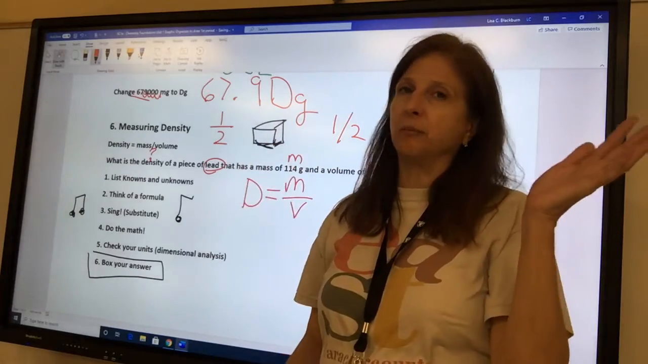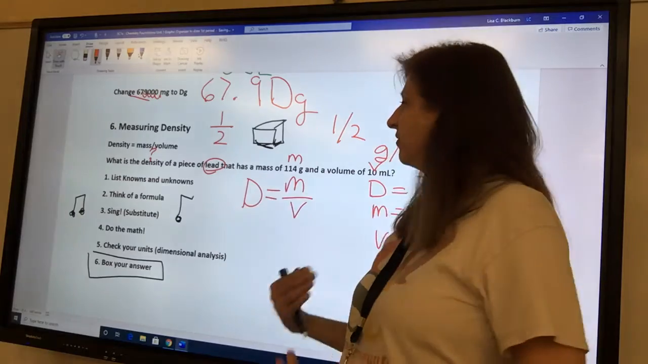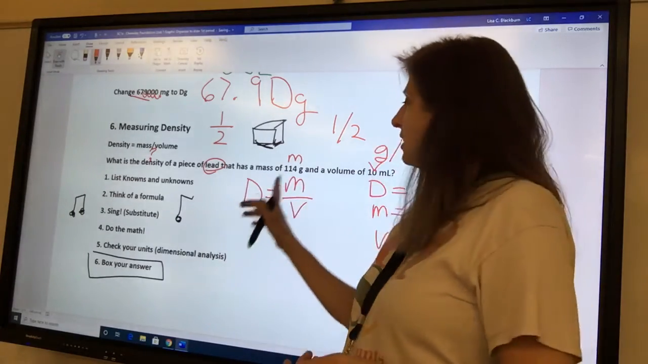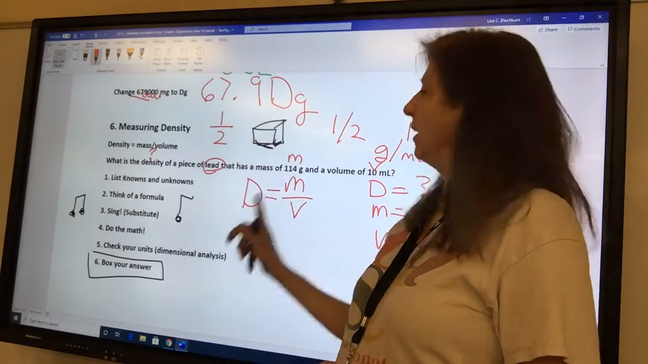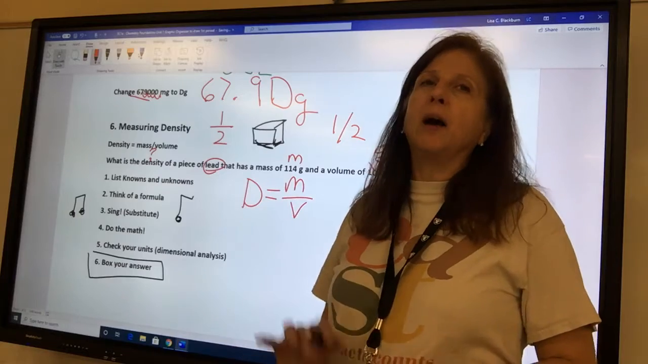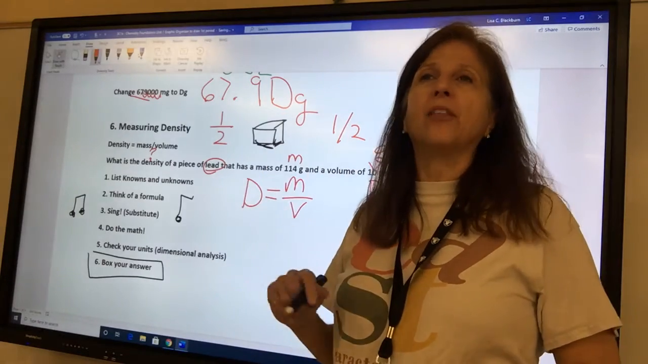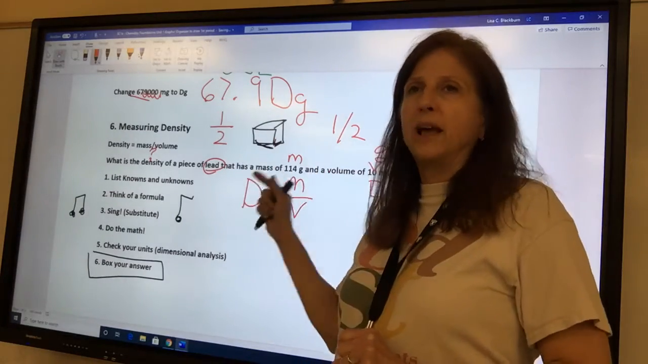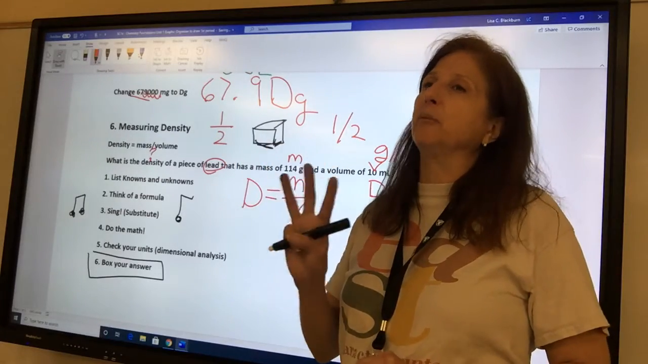Now, physics does something different, but I'm real passionate about this because I am a 100% science nerd. I think you should always use the formula in one form. So density is mass over volume. I firmly believe to never rearrange it for mass or volume. You use it this way, then you substitute, then you do the math. The reason why is it will help you memorize it.